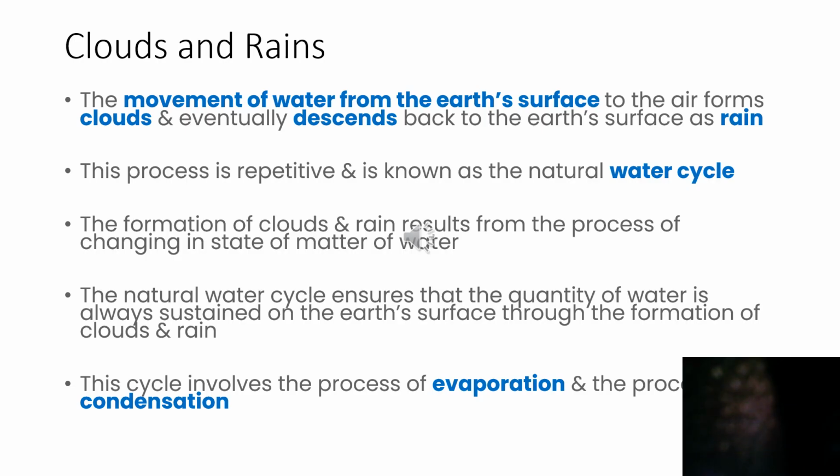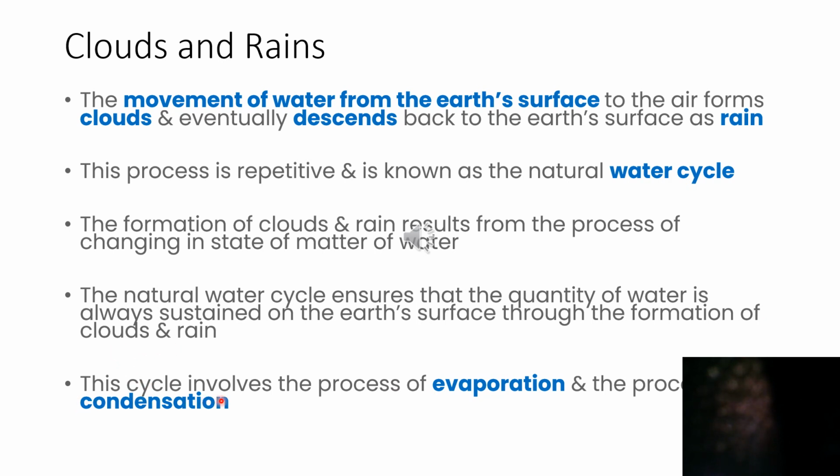In this topic, we also learn about the formation of clouds and rain. Water moves from the Earth's surface to the air, forms clouds, and descends back to the Earth's surface as rain. This process is repetitive and is known as the natural water cycle. The formation of clouds and rain results from the changes in state of matter of water. The natural water cycle ensures that the quantity of water is always sustained on the Earth's surface through the formation of clouds and rain.